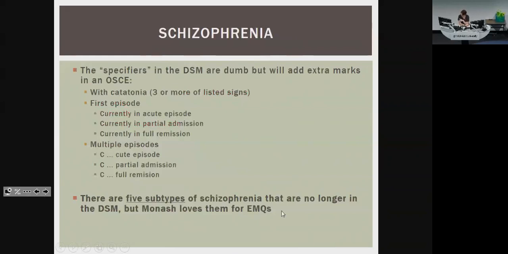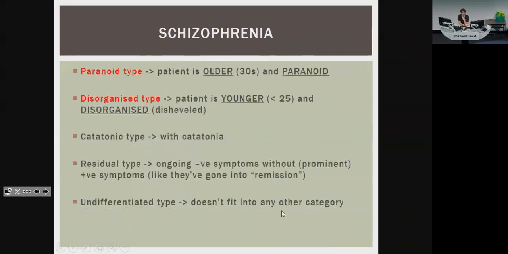However, there are 5 subtypes of schizophrenia that aren't in the DSM, but Monash loves to assess them for EMQs, and they're also not really clinically relevant because most patients we see with schizophrenia now are of this residual type. They have ongoing negative symptoms without really those positive symptoms. It's like they've been in remission. That's because those antipsychotics are so good at suppressing the hallucinations and delusions and the form of thought disorders, yeah?